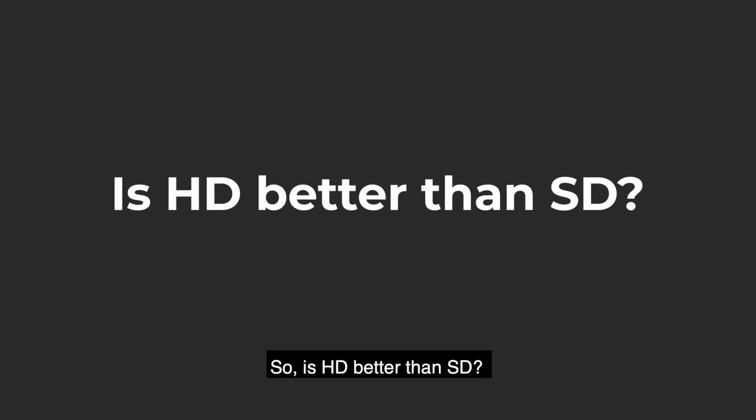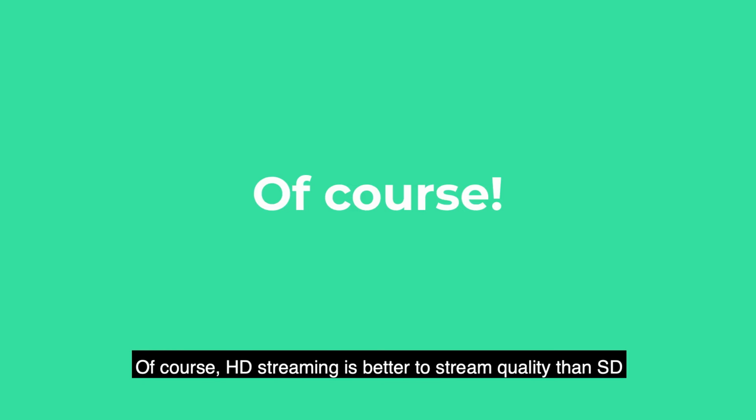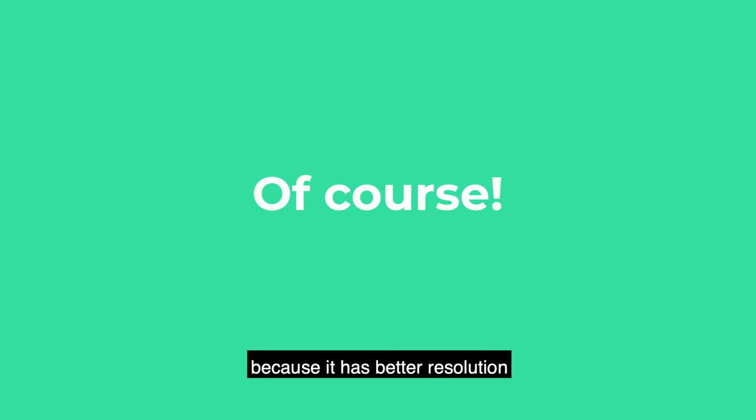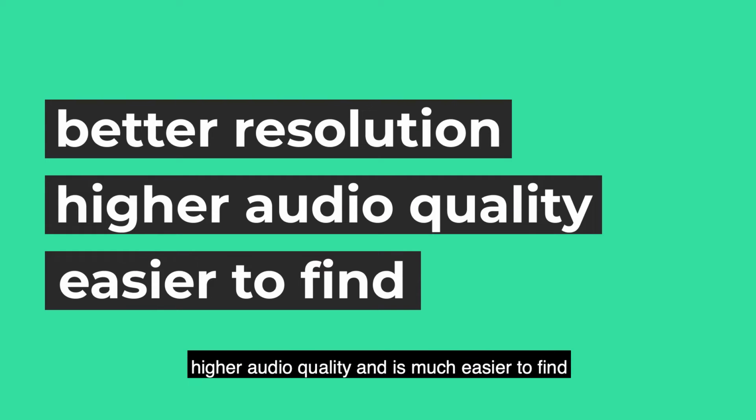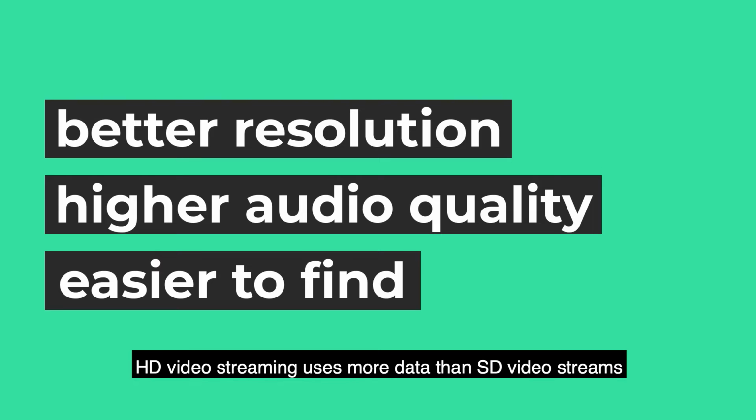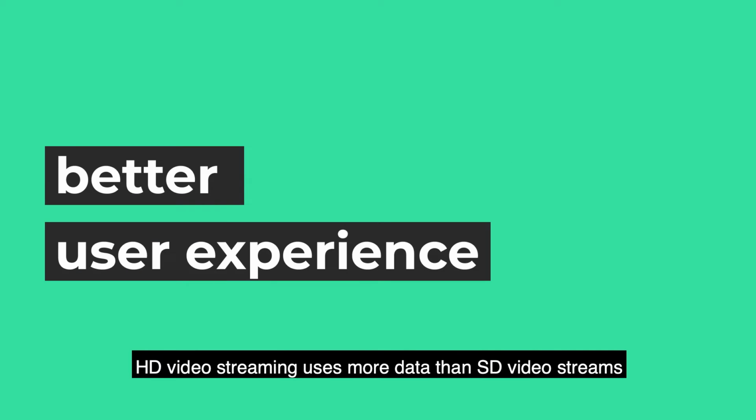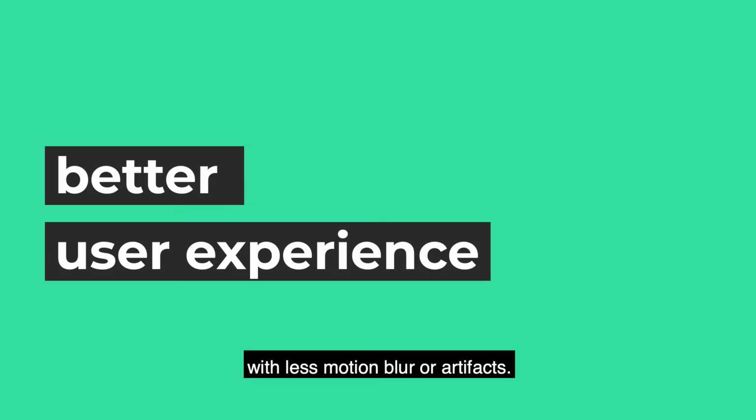So, is HD better than SD? Of course, HD streaming is better for stream quality than SD because it has better resolution, higher audio quality, and is much easier to find. HD video streaming uses more data than SD video streams, but has a greater visual clarity that provides high video resolution with less motion blur or artifact.